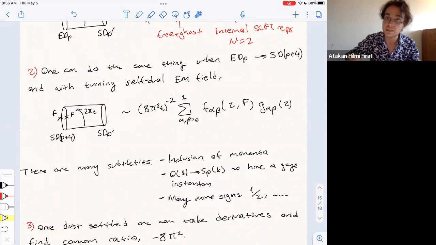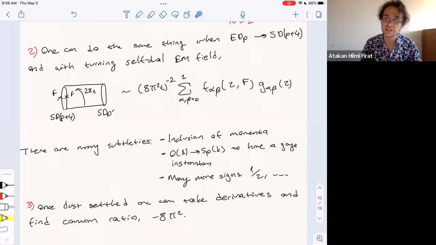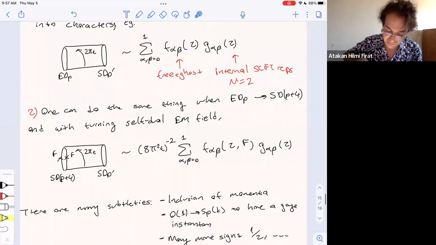You need to replace the O1 instanton with the Sp(k). There's this additional sign that changes the orientifold action on this brane. So instead of O(k), you get Sp(k). So you need to take care of this. And there were, again, many more signs one has to deal with. But after all this dust settles, you establish that there's this common ratio minus 8 pi squared, which was the expectation all along.